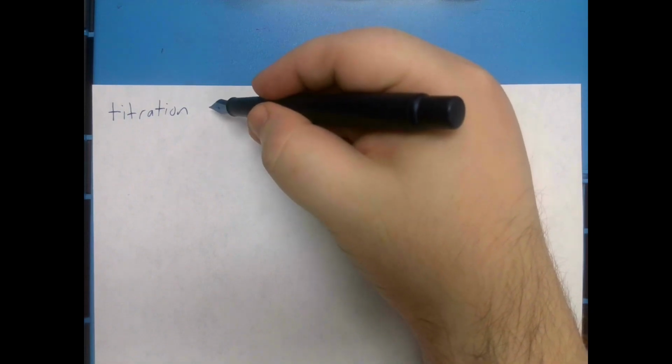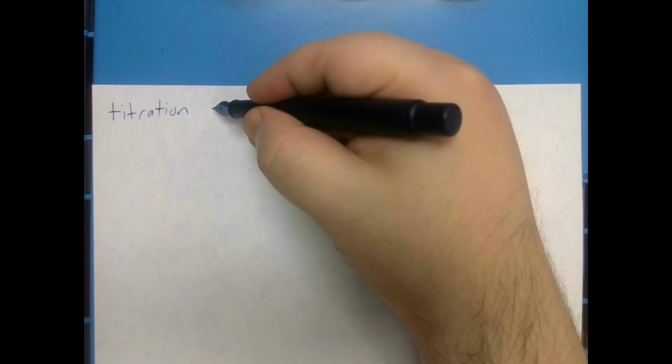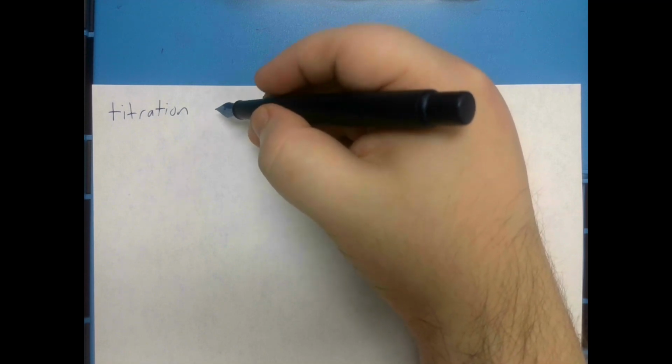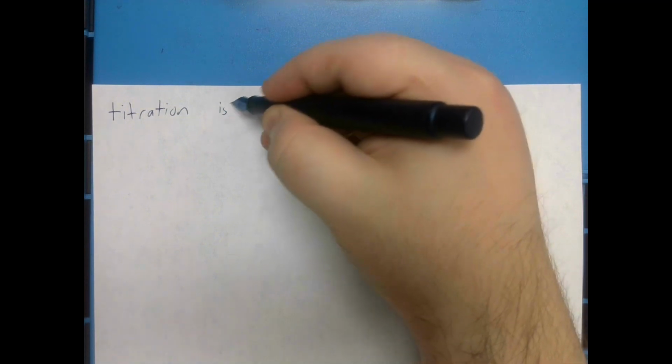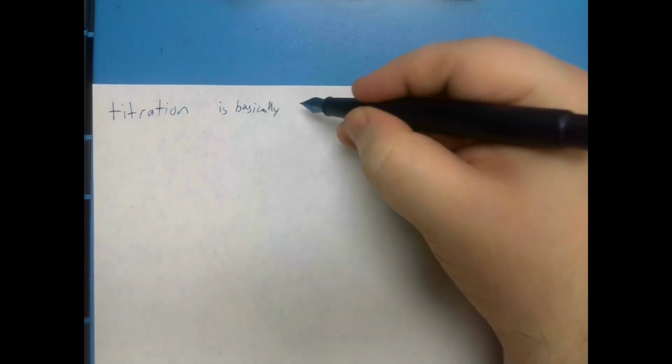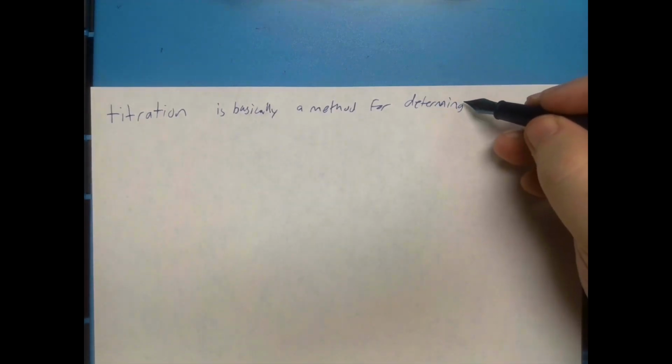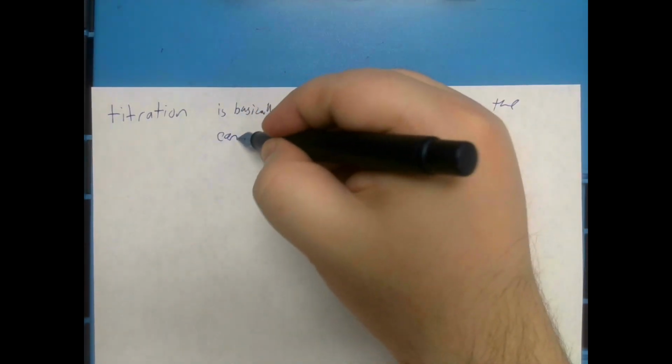We learned about titration. You can get a more accurate definition from the video or just Googling titration. That's literally what I copied it from yesterday. Titration is basically a method for determining the concentration of an unknown sample.